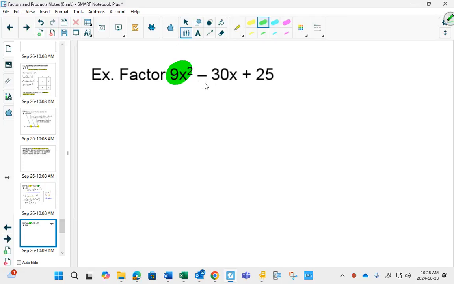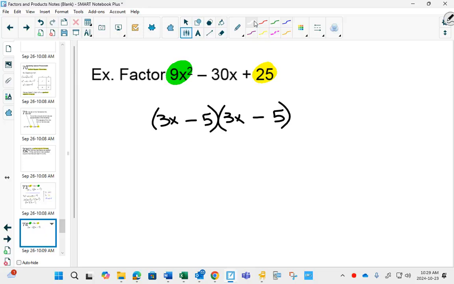Again, that's 3x times 3x, and this, hey, that's 5 times 5. If those are perfect squares, then we think, well, maybe this is a perfect square trinomial. So I'm going to try 3x and 3x and 5 and 5 as my first choice and see if it works. What's my outside? 15. What's my inside? 15. Does 15 and 15 ever make 30? Yes. Now we need a negative 30. So does it make sense that you would need a negative 15 and another negative 15 to make a negative 30?